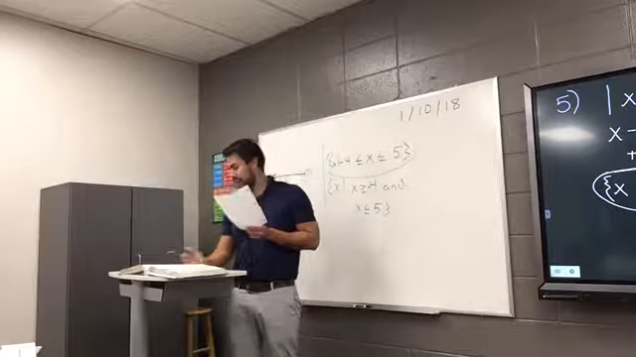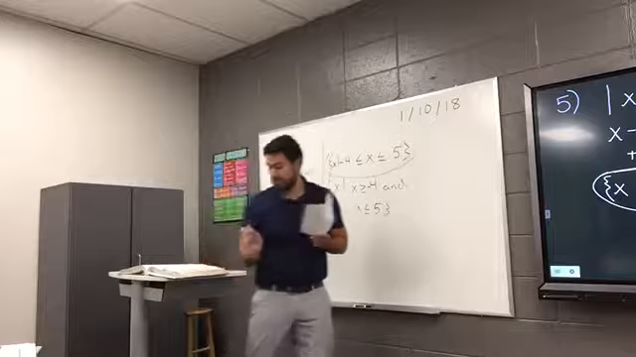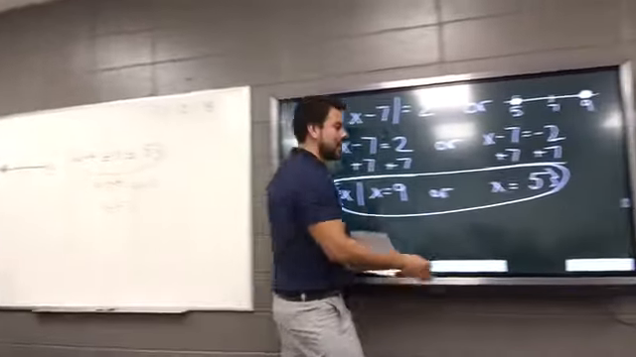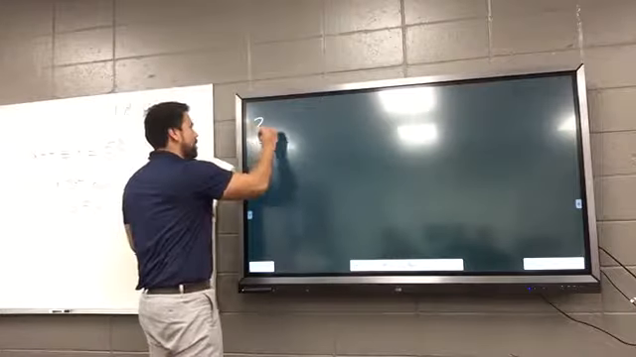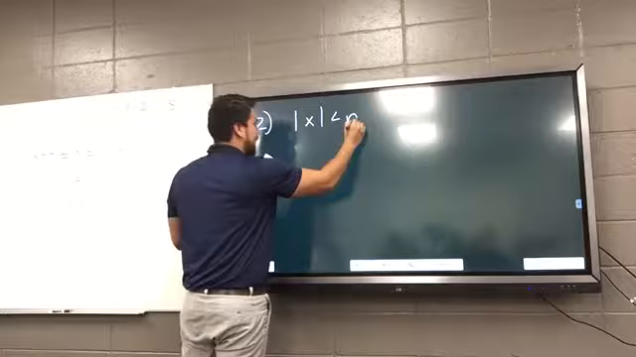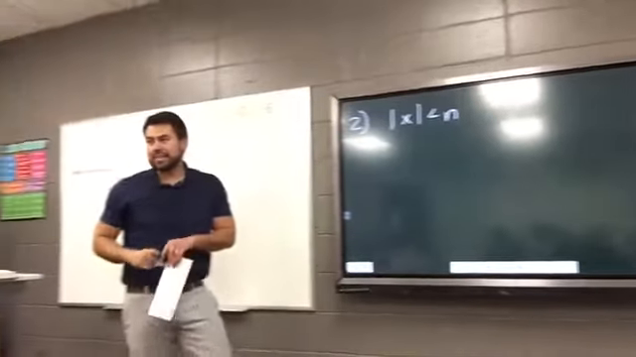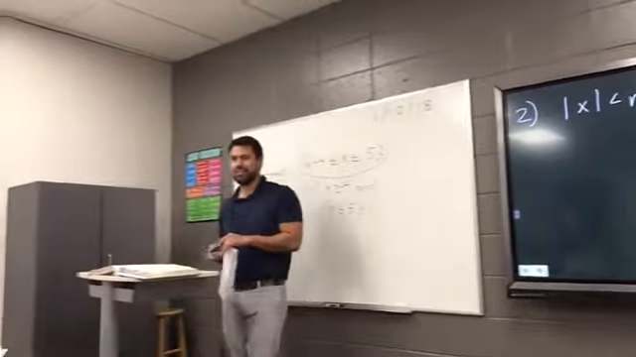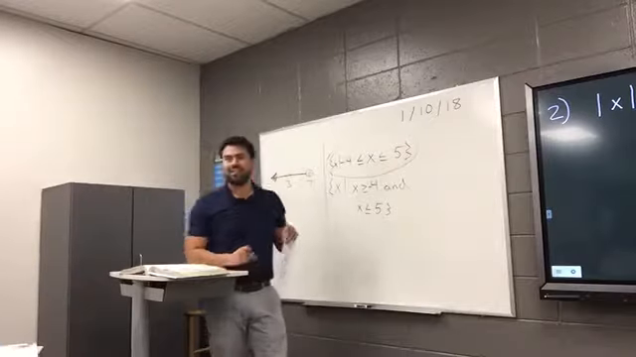All right, back to page 421. Let's go to the second one, and that'll be it for today. The second one is the absolute value of x is less than n. What do you think? Is it an or an and? Or neither? Or both?